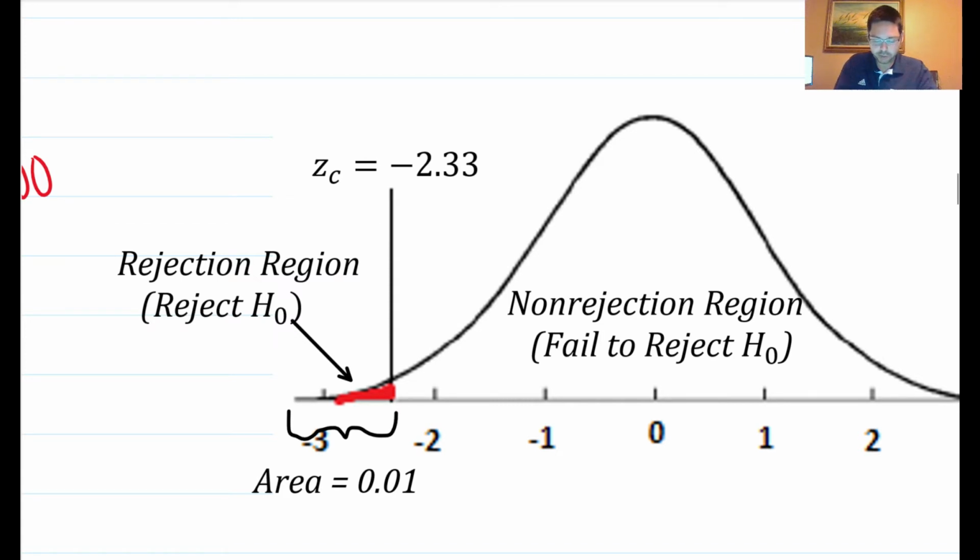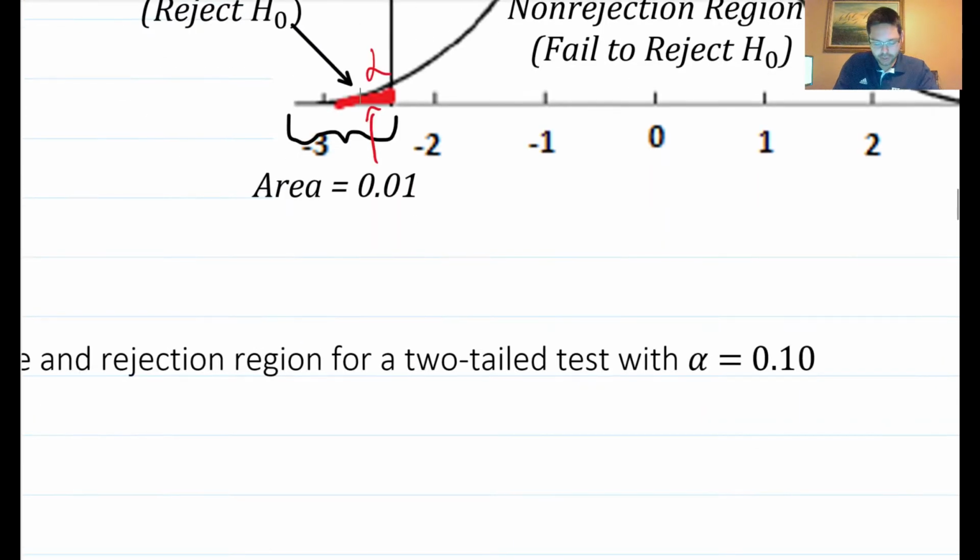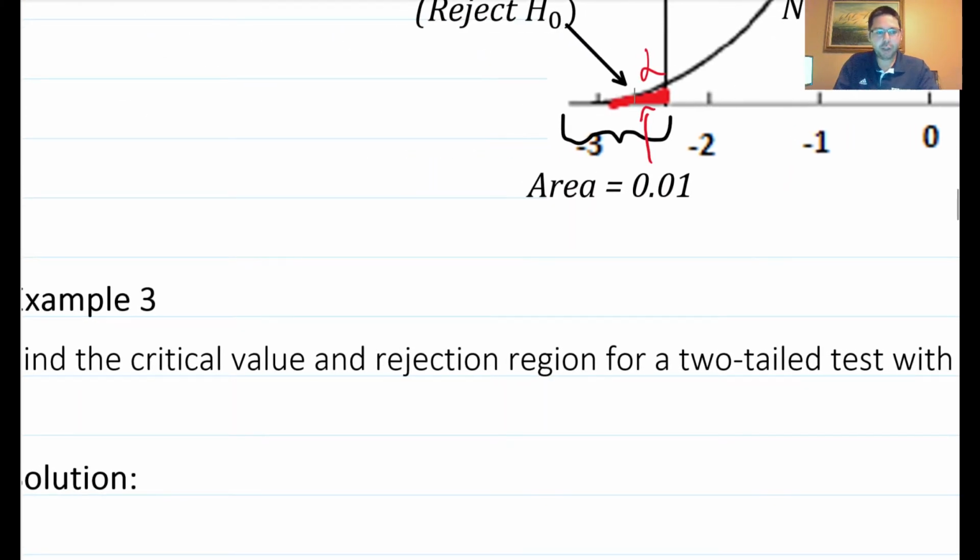And then we labeled our rejection region, the area here being 0.01 for this tail here, which is equivalent to my alpha. And that's my diagram. That's how it looks. So let's look at one more example with critical values.